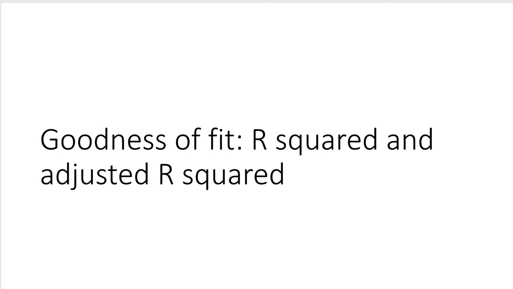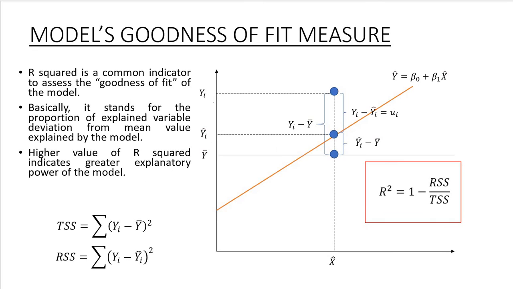And in this one, we are going to discuss the goodness of fit of the model and how to measure it using r² and adjusted r². So please consider the following regression line. For this particular value of x, we have three corresponding values of y. This is the actual value of y based on the data. This is the predicted value of y based on our regression model, and this is the mean value of y.